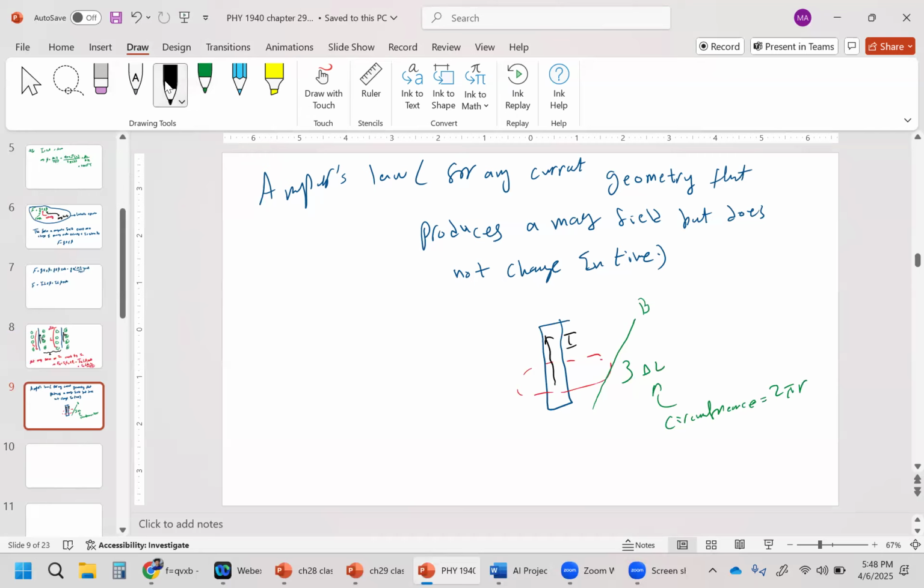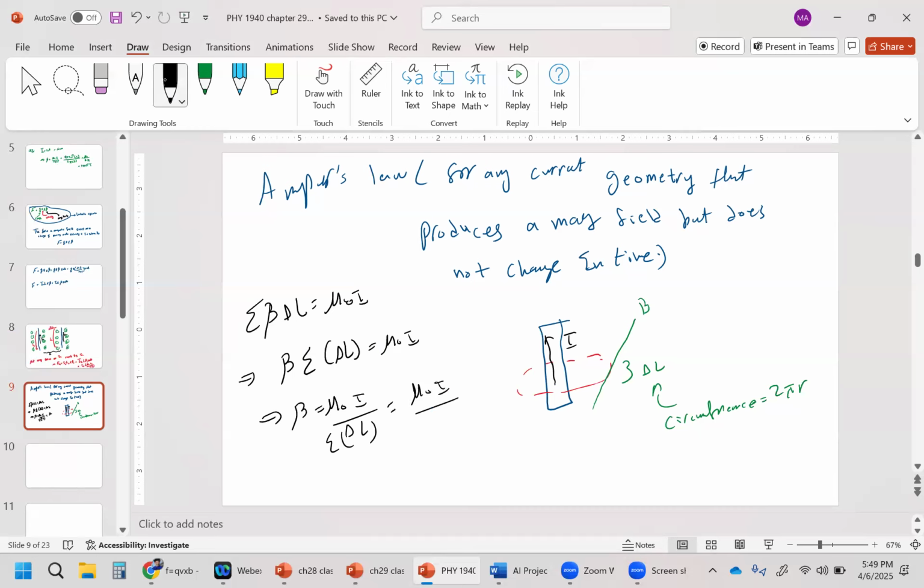Now, Ampere's law states that the summation of your magnetic field B delta L is going to equal mu naught I, which basically means that if you take B times the summation of delta L, it is going to equal mu naught I, which means that B is going to equal mu naught I over the summation of all the places that it's affected. And this is going to equal mu naught I over your 2 pi R.